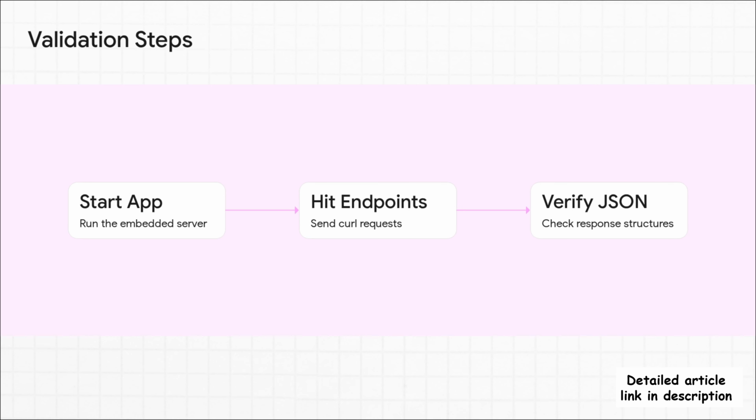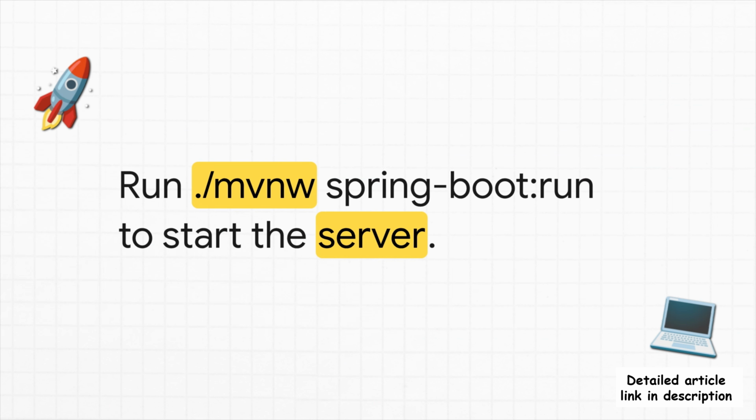Running the Spring application. To validate that our REST client is truly production-ready, we're going to follow a highly methodical three-step approach. Step 1 is starting the app. Step 2 is hitting the endpoints. And Step 3 is verifying those JSON responses. Step 1 is incredibly simple. You just open up your command line right at the root of our project directory and start the application using the Maven wrapper. You literally just type ./mvnw spring-boot:run. Hit enter and let Spring Boot do its magic, spinning up that embedded server so we can finally start making some requests.